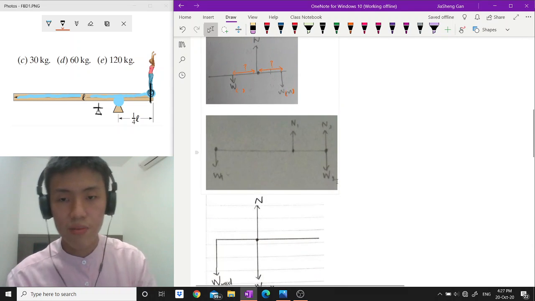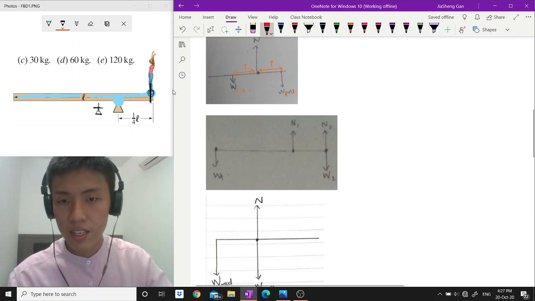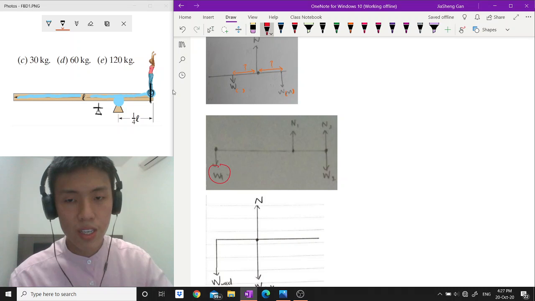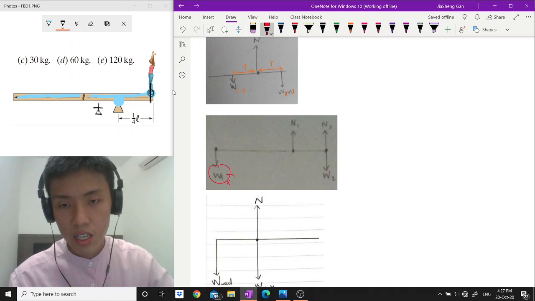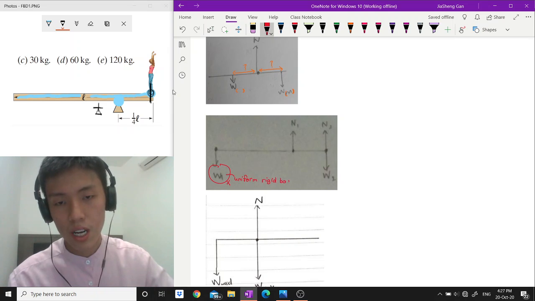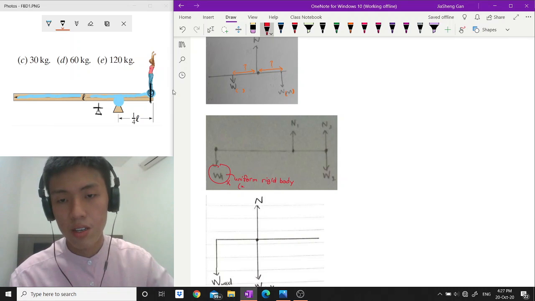is interesting. You have your weight here, and no, the weight shouldn't be here because it's a uniform rigid body. If it's a uniform rigid body, the weight should come out from the center of mass. Should come out from the center. Weight should be at center. Okay.